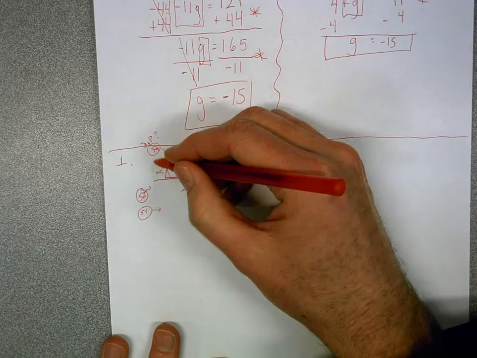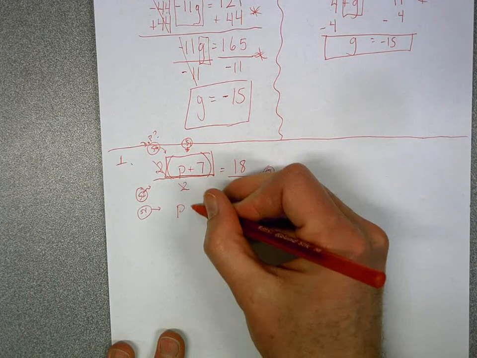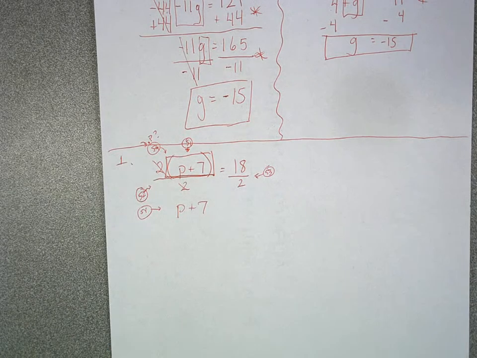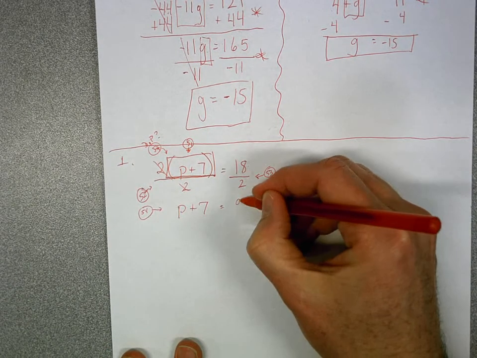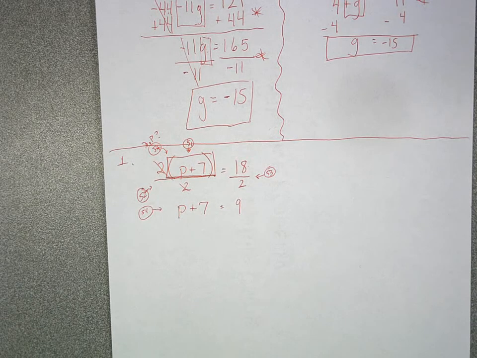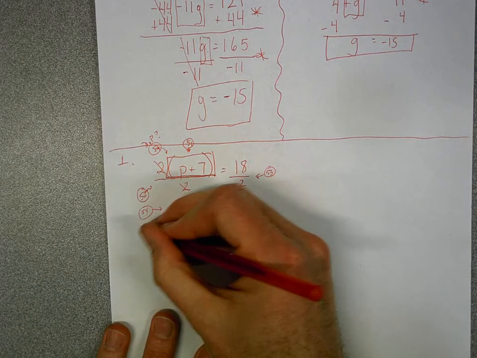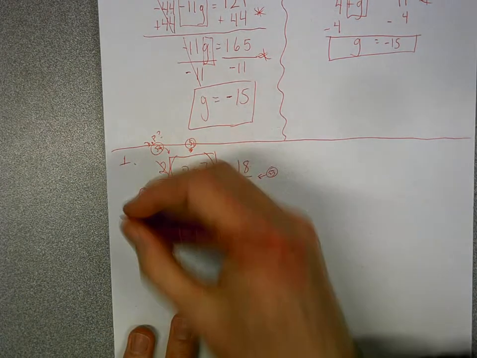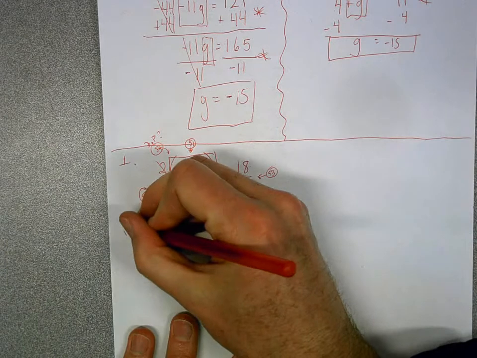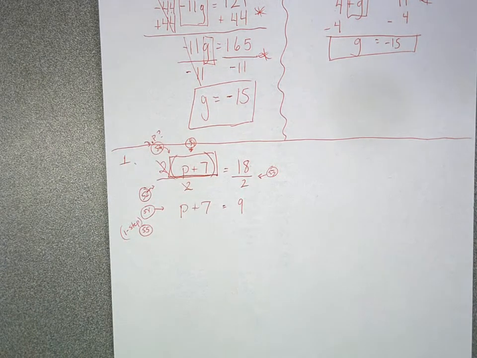So here we go. These 2's cancel out. I end up on this side, I can drop my parentheses, obviously. p plus 7 equals 18 divided by 2 is 9. And at this point, step 5, instead of going through all the little bitty steps all over again, this is a one-step equation. I'm going to put my little note there, 1 step. I'm going to solve it like a one-step equation.